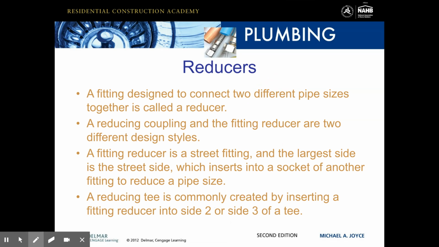Reducers are a fitting designed to connect two different pipe sizes together. A reducing coupling and the fitting reducer are two different design styles. A fitting reducer is a street fitting, and the largest side of the street side inserts into a socket of another fitting to reduce a pipe size. A reducing T is commonly created by inserting a fitting reducer into two or three sides of a T.